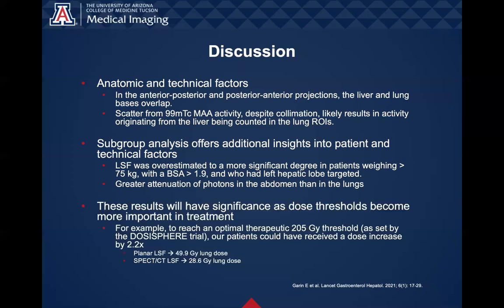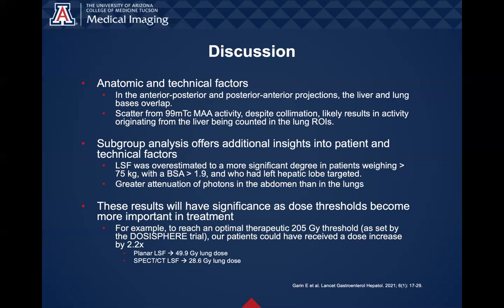Our results have clinical significance when recognizing that specific dose thresholds are considered for optimal treatment. For example, to reach the optimal 205 gray threshold of perfused tissue dose, as established by the DOSISPHERE trial, the mean activity administered would need to be increased by 2.4 times in order to be considered optimal. This would result in 49.9 gray lung dose, which is well above the highest acceptable threshold for lung activity at 30 gray.